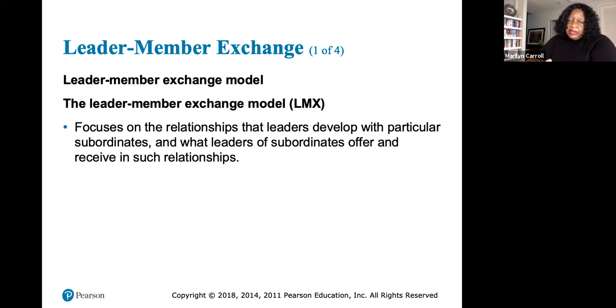So let's talk about the leader-member exchange model. This is one of the various models that's very popular in leadership, and was back in the day that we used this, especially during the days of the 60s, 70s.